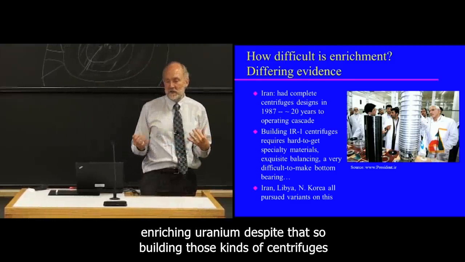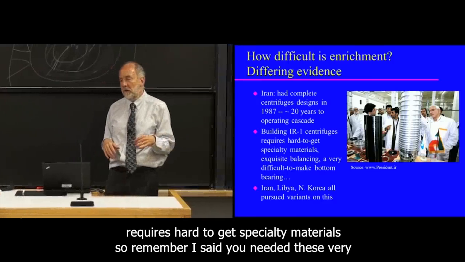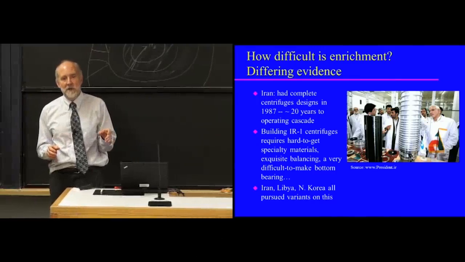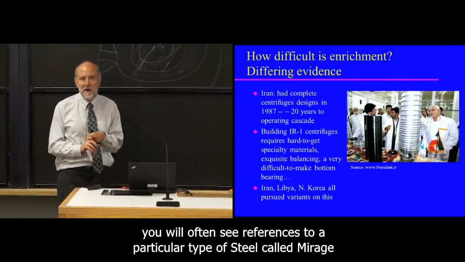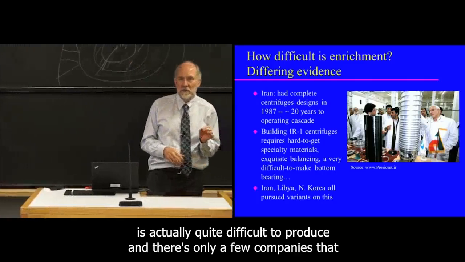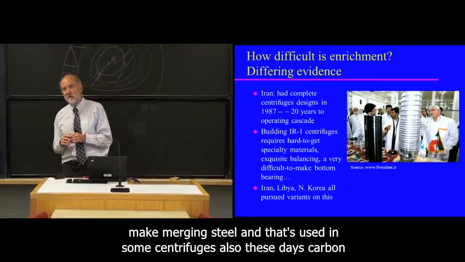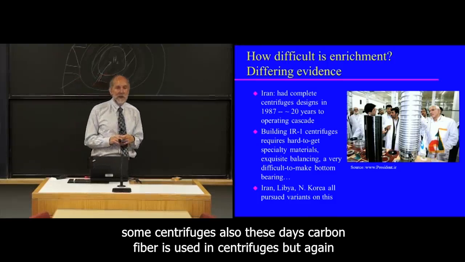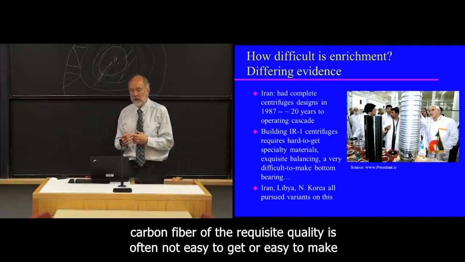So building those kinds of centrifuges requires hard-to-get specialty materials. Remember I said you needed these very strong and yet lightweight materials. So you will often see references to a particular type of steel called maraging steel. This is a type of steel that is actually quite difficult to produce, and there are only a few companies that make maraging steel, and that's used in some centrifuges. Also, these days, carbon fiber is used in centrifuges, but again, carbon fiber of the requisite quality is often not easy to get or easy to make.